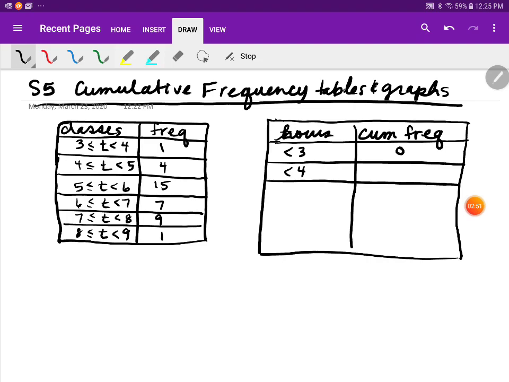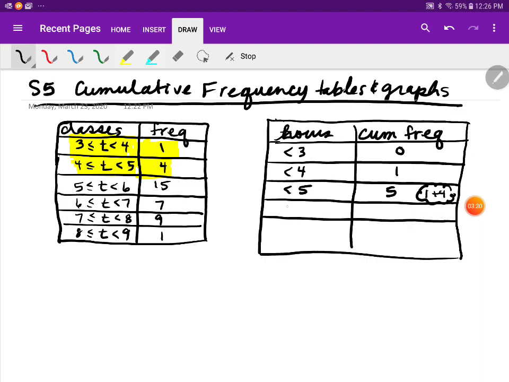Now less than 4 are the less than 3's and the less than 4's. So in our case, that's only 1. Now less than 5, think about which categories, or which classes, would be less than 5. So less than 5 would be this one, and then this is also less than 5. So these two numbers right here would be added. That means there's 5 data points that are less than 5. So a 5 would go here. And let me just put how we calculated that. That was basically 1 plus 4, just so you know where we got it.